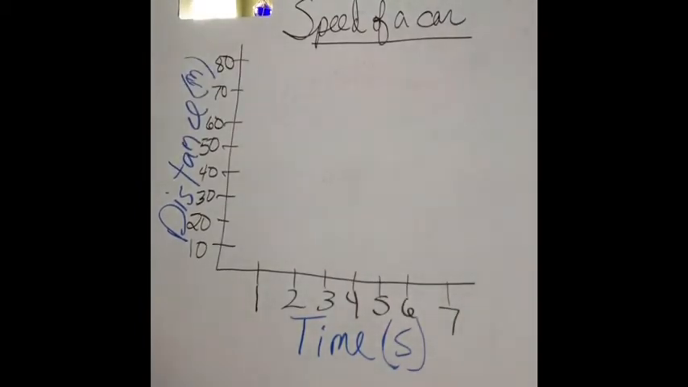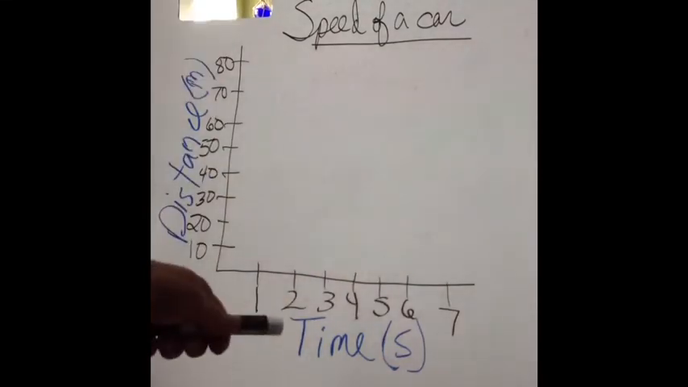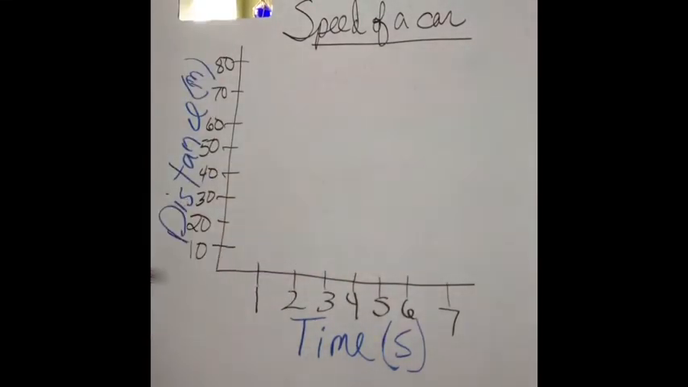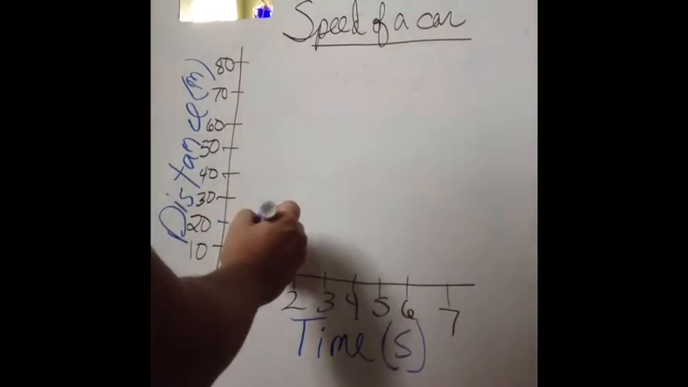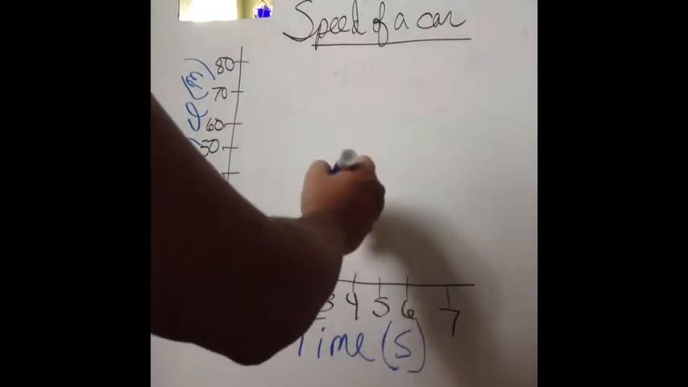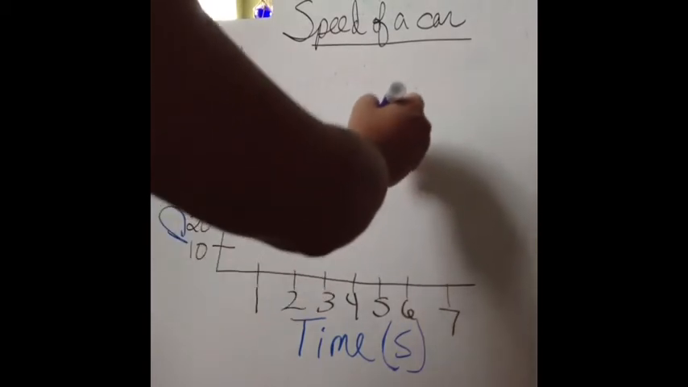So when you do a lab, like you're going to do a Hot Wheels lab pretty soon, and you're going to be measuring the speed of a Hot Wheels car, you can take the distance that the car travels and the time that it travels that distance in and plot those points. And then when you do that, you'll end up with a line.